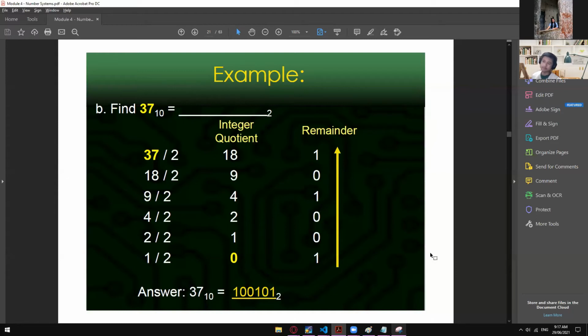In your quiz, of course, we're going to have a quiz on module 4. In your quiz, you don't need to put the base anymore. All you need to put is the answer that you were able to solve. So in here, just put 100101. No need to include the unit or the base anymore.